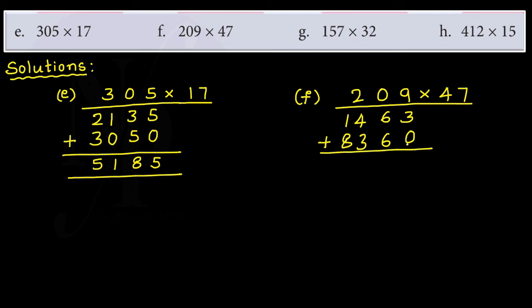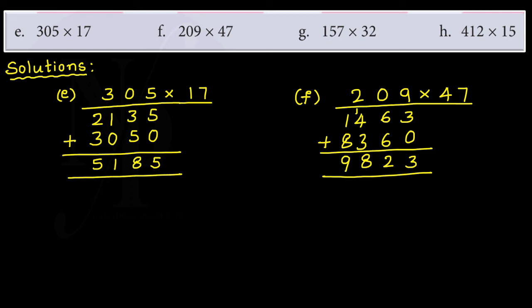3 plus 0 is 3. 6 plus 6 is 12. 1 is carried forward. 1 plus 4 is 5. 5 plus 3 is 8. 1 plus 8 is 9. 9823 is the product of 209 and 47. Now let us move to the next question.